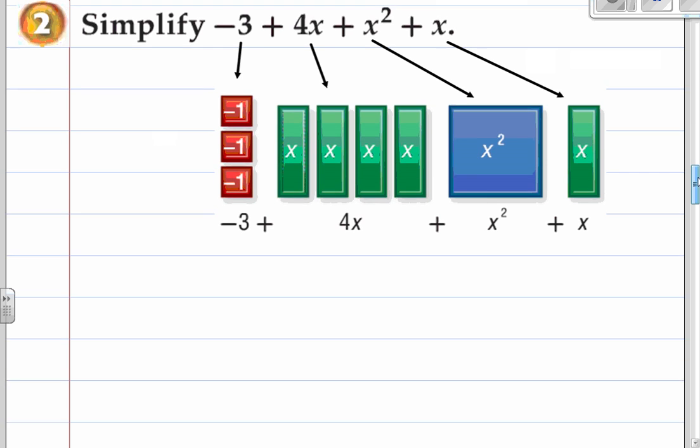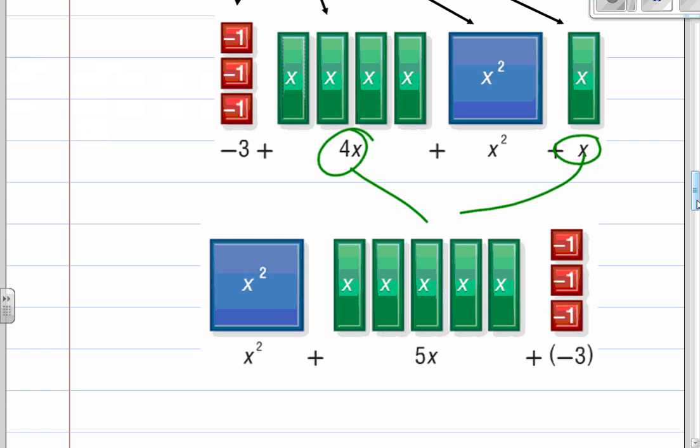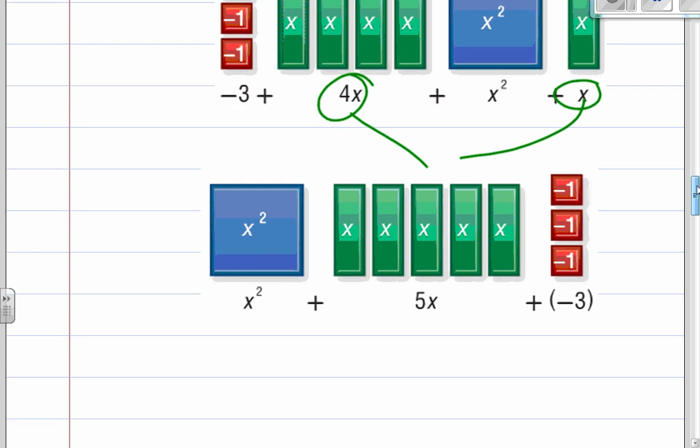Hoping you see that those greens should be probably put together. So let's take these two and organize them together. So if I do that, you'll notice we have now organized those together. We have 1 x squared, we have 5 of the x's and 3 of the -1's.